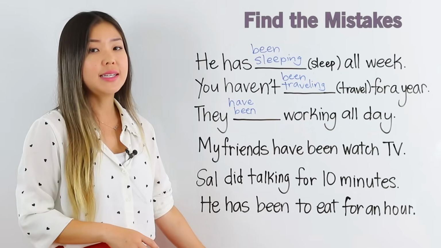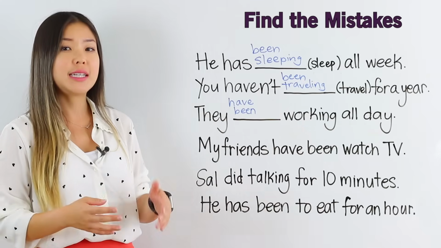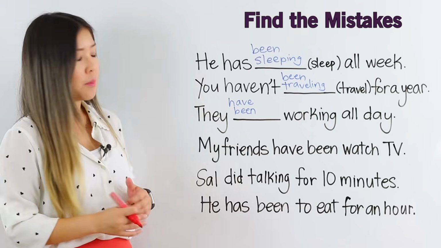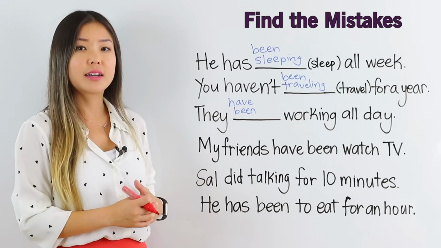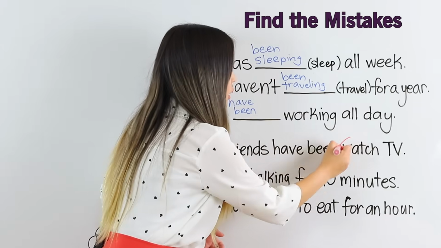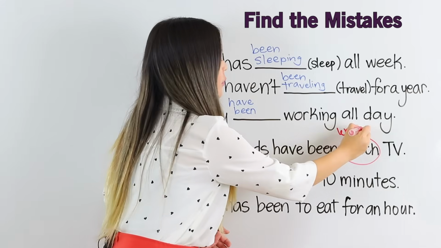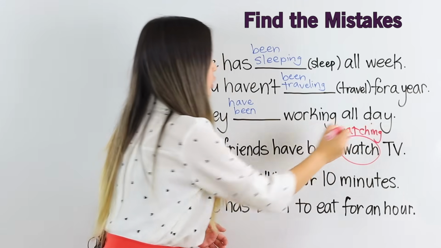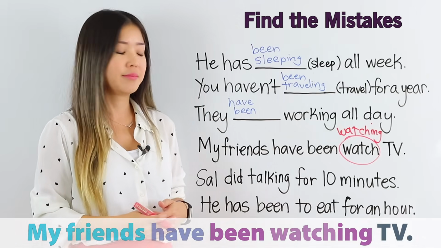Now, find the mistake in the next sentence. My friends have been watch TV. What's the mistake? Remember, we need to add ing to the end of the verb. So, we should say, my friends have been watching TV.